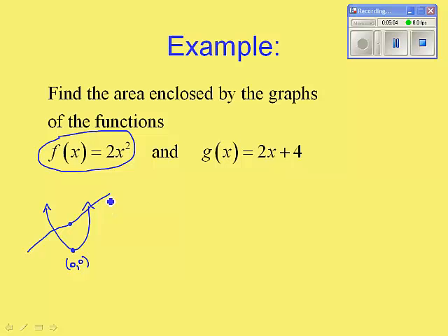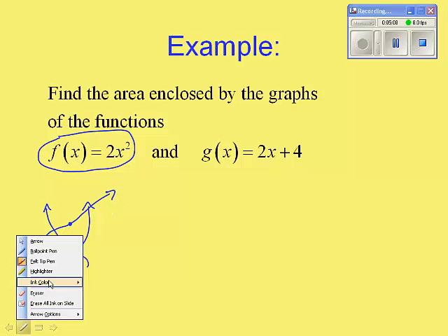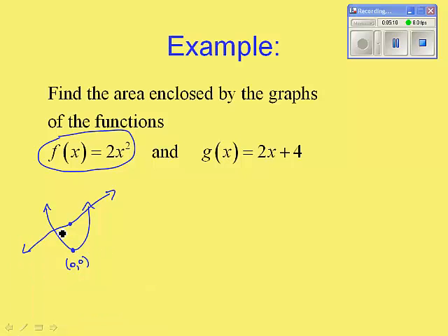So when I say find the area enclosed by these graphs, it's a really funny shaped piece I'm looking for here. I'm looking for this, right? And this is f of x, the parabola, and this is g of x, the line, right?